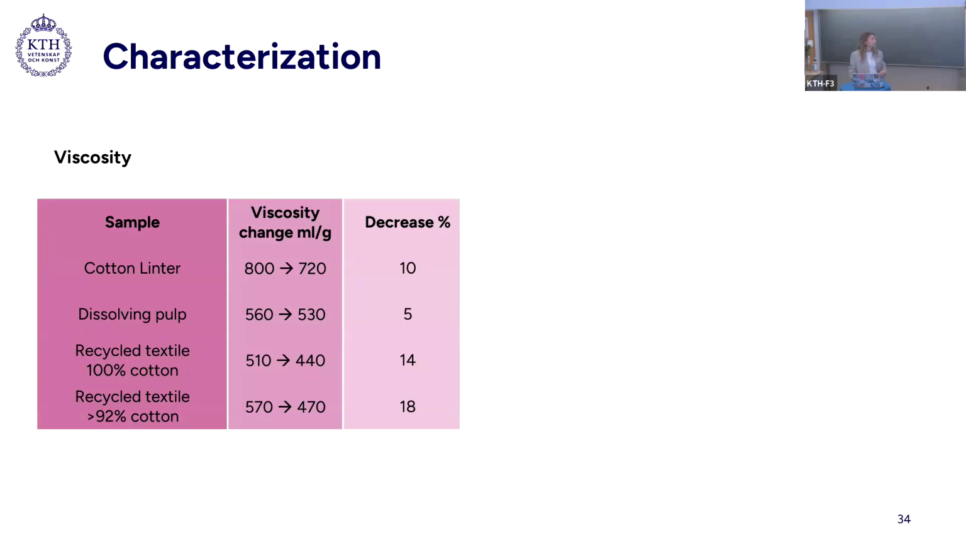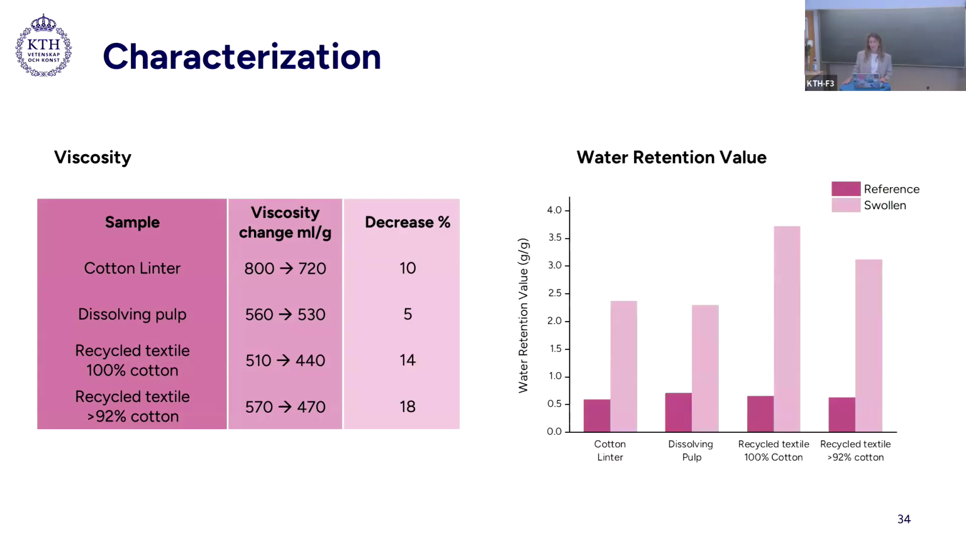And we could see that the viscosity does not decrease that much from our alkaline treatment, which is good, so we do not degrade the material. However, the one with the synthetic part in it decreased by 18%, which is not that much, but it's still something. And then we looked again at the water retention value, and we could see that the swelling works well in our whole system. And we get a high water retention value, especially for the recycled pulps, which was very nice to see.